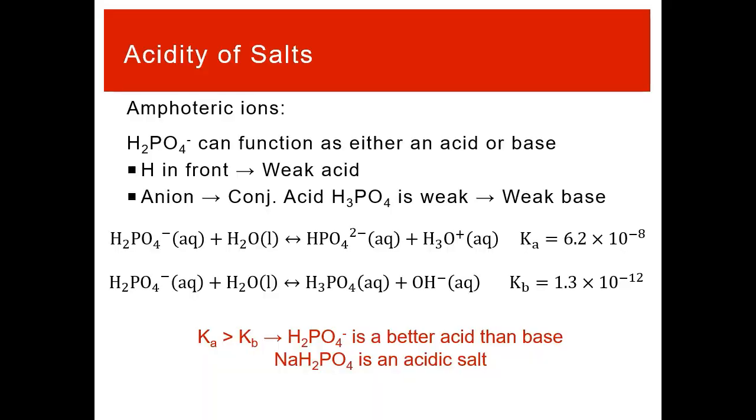Some ions can be tricky. For example, amphoteric ions like H2PO4-. It has H's in the front, so it's a weak acid. This thing can donate hydrogens. It is a weak acid. It's also an anion, and the conjugate is a weak acid, so this thing is also a weak base.